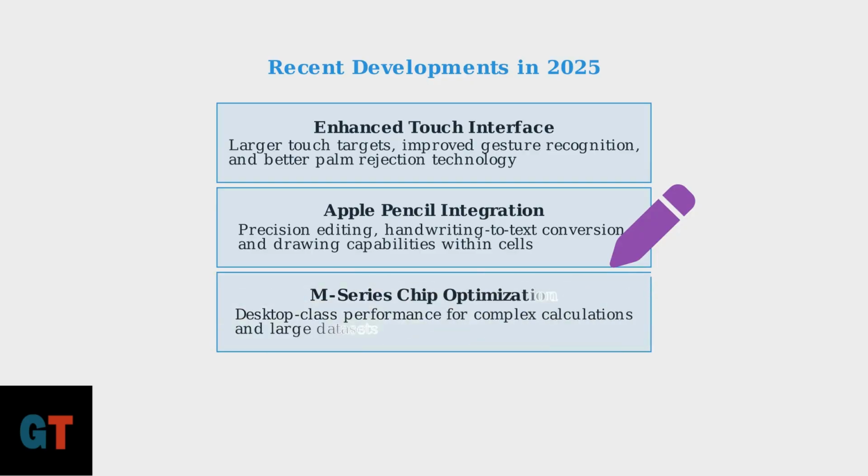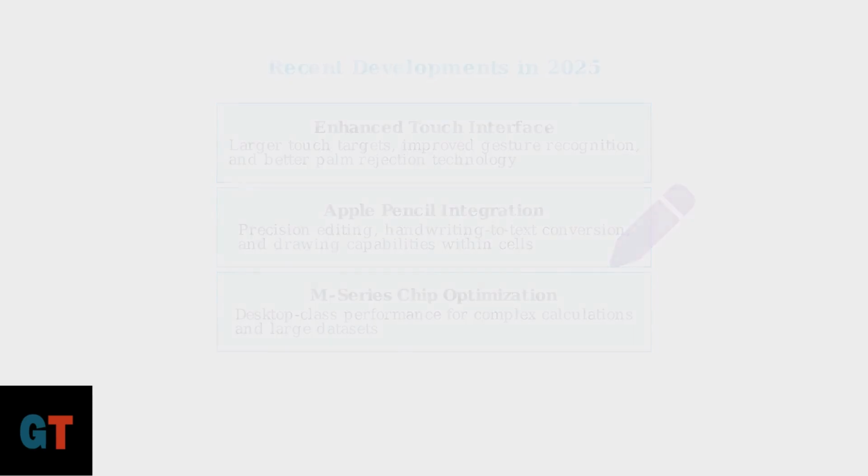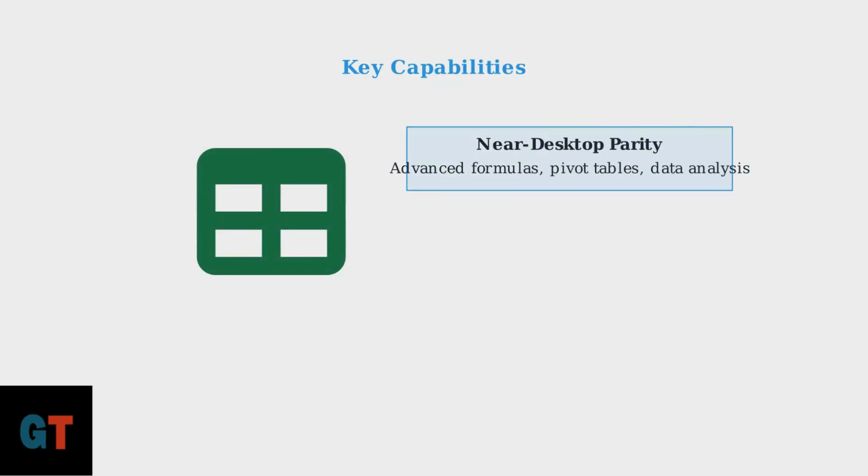Excel now fully leverages Apple's M-series chips, delivering desktop-class performance that handles complex calculations and large data sets with remarkable speed and efficiency. Excel on iPad now offers near-desktop parity, providing access to advanced formulas, pivot tables, and comprehensive data analysis tools. This represents a significant milestone in mobile productivity applications.